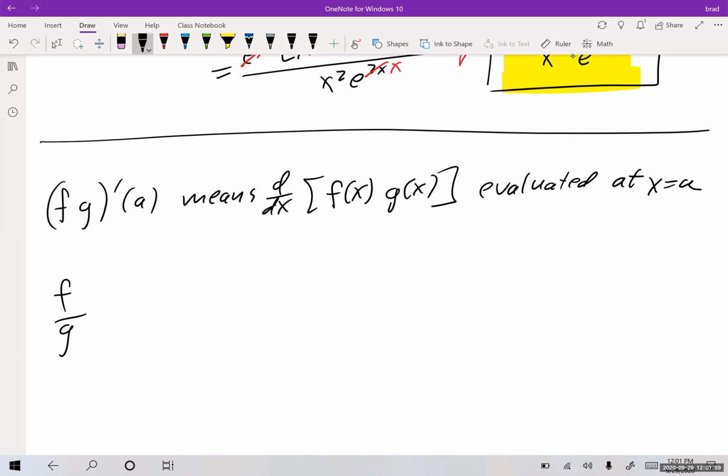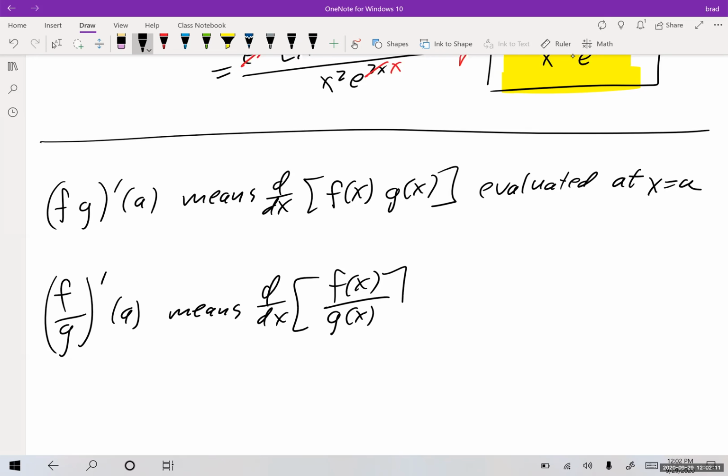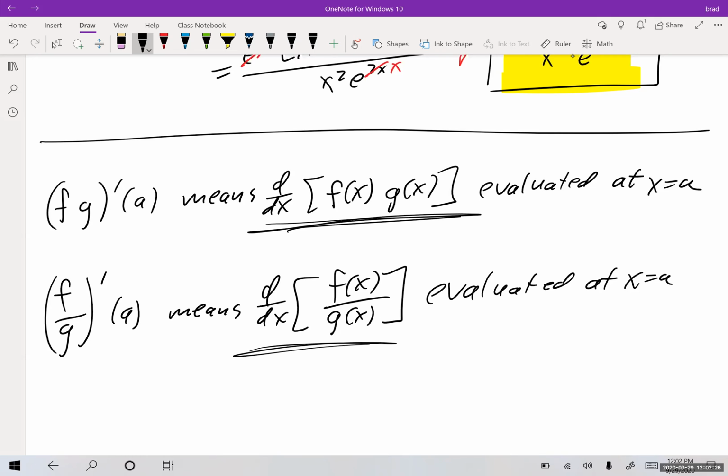Likewise, if you see f over g prime of a, this means take the derivative of the quotient f of x over g of x, evaluated once again at x equals a. Okay. So in general, these are just shortcuts. I normally prefer to write it like this, but sometimes you'll see it written the other way.